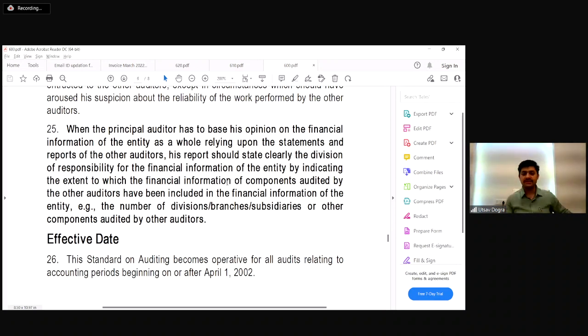Any questions on this SA would be welcome now. After that, we will move on to SA 620, the work of an auditor's expert.